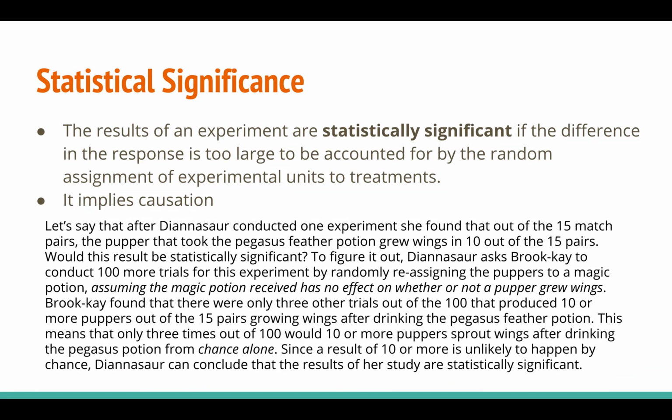The results of an experiment are statistically significant when the difference in the response is too large to be accounted for by simply the random assignment of experimental units to treatments. From a statistically significant result, we can conclude causation. Here's an example below.